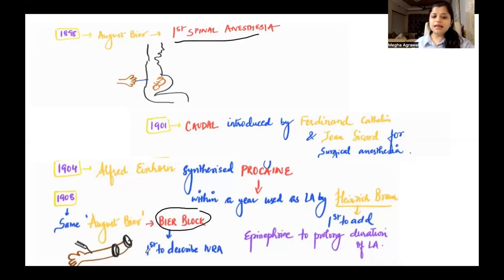He was the first to describe intravenous regional anesthesia, IVRA. So two tourniquets are inflated and local anesthetic is given in the vein. It is a very unique technique, and we'll be learning about this in detail later on. It only anesthetizes that particular arm.